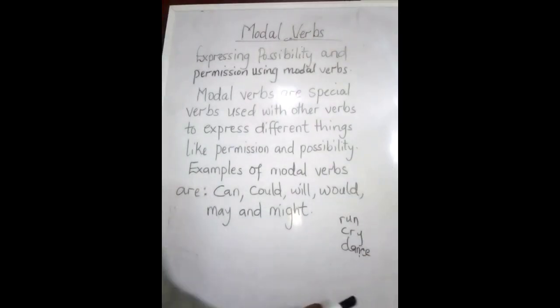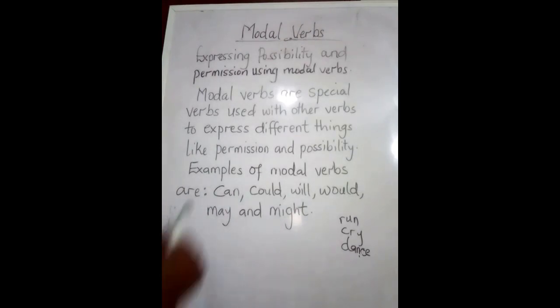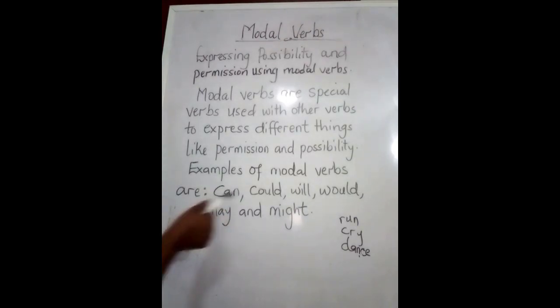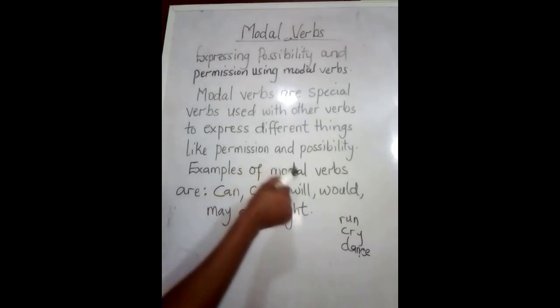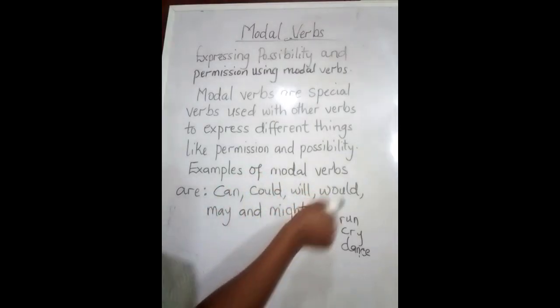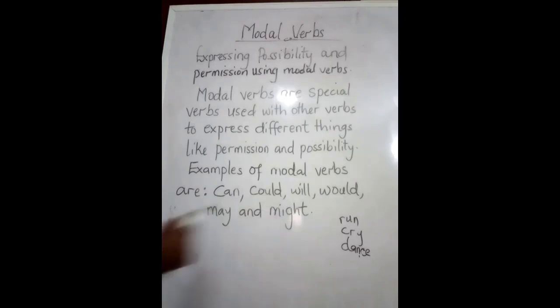Okay, so some examples of the modal verbs that we'll be looking at are can, could, will, would, may, and might. Okay, these are some of the modal verbs. These are not all the modal verbs you have. They are also known as modal auxiliaries. These are some of the ones we'll be looking at. Okay, and as we explore together, you will get a clearer understanding.